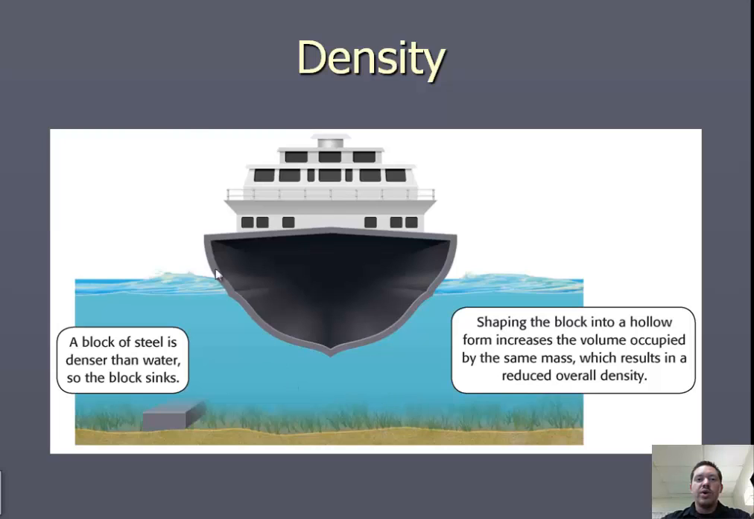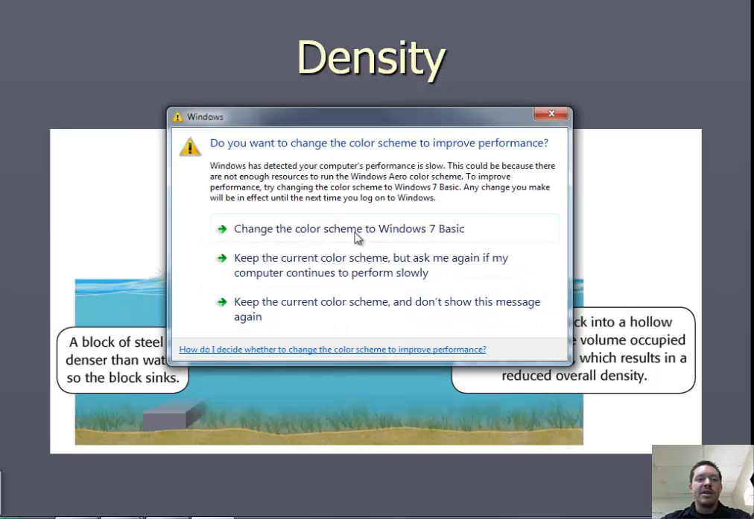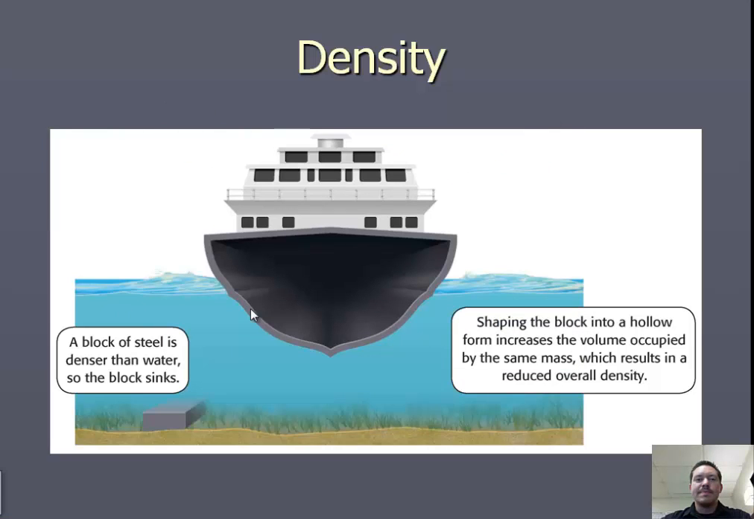So we know that ships are made of steel, but if we just put a block of steel into the water, it's going to sink real fast, sinks like a rock. This is because the block of steel is denser than the water, so the block sinks. So the mass is greater than the volume that we've allowed this block of steel.